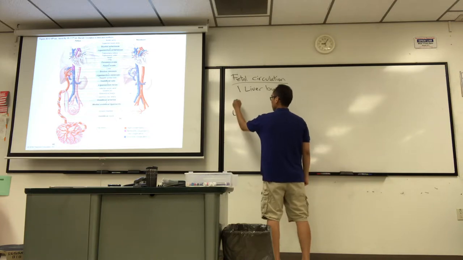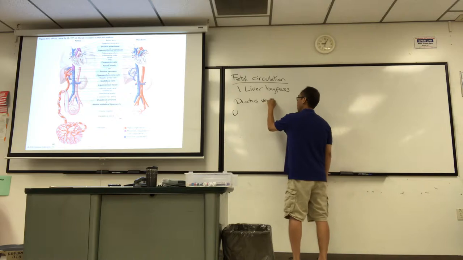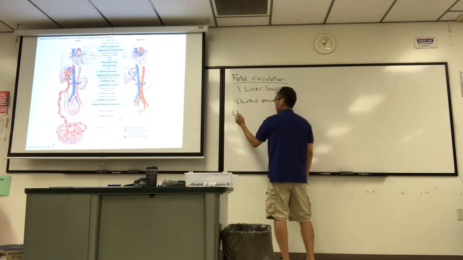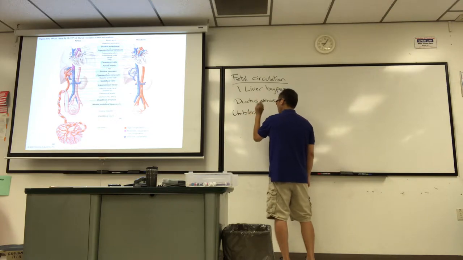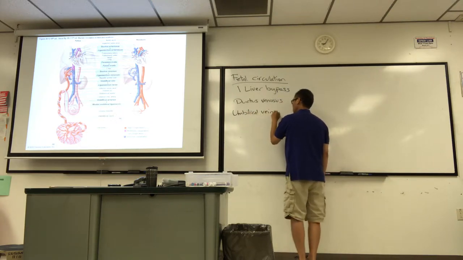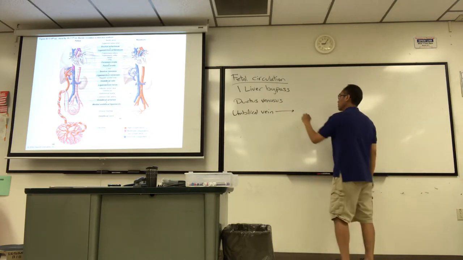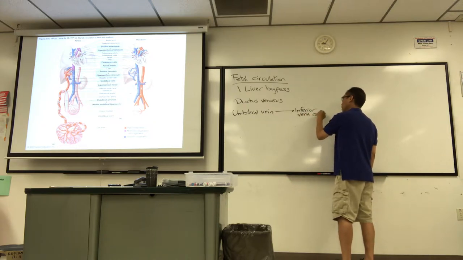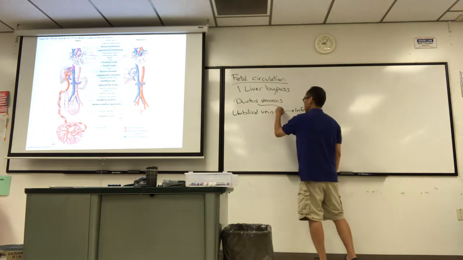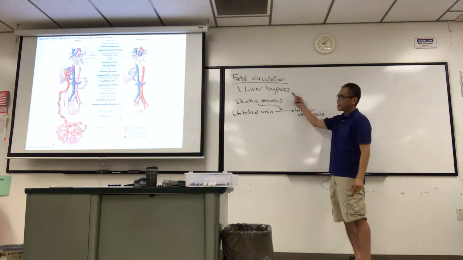So the bypass is ductus venosus. Got one umbilical vein, it goes straight to inferior vena cava. The ductus venosus allows you to go straight from there to there. And in doing that, you're bypassing the liver.